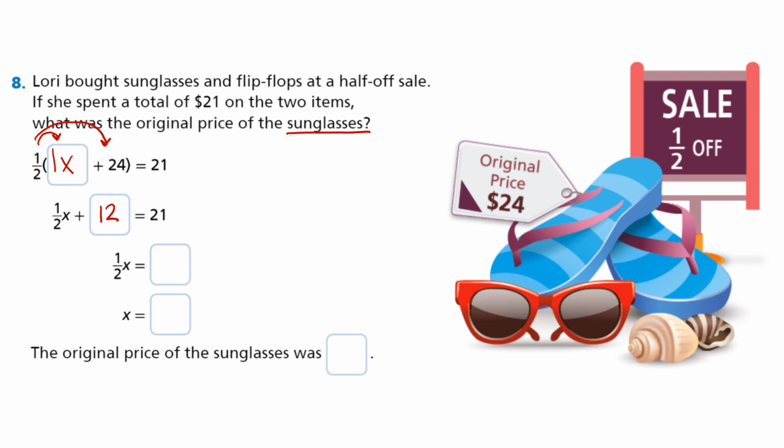When it comes to solve the equation, we work it backwards. We do the opposite, so our plus 12 changes to a minus 12. And when you type it in on your calculator, 21 and negative 12 gives you a value of 9. Your final two answers are going to be divided. So the 9 divided by the 1/2 gives you a value of 18. The original price of the sunglasses was $18.